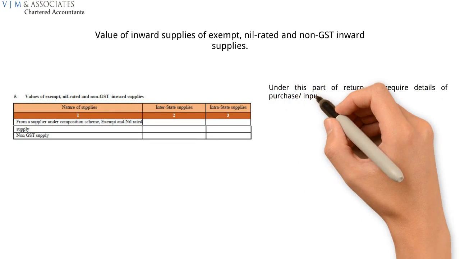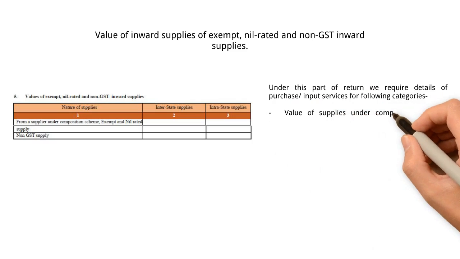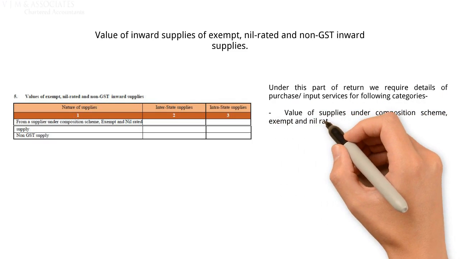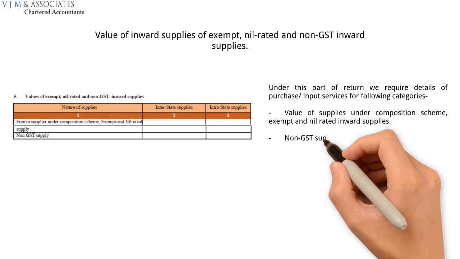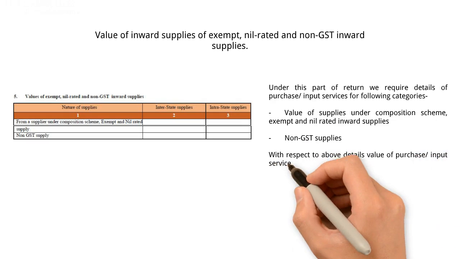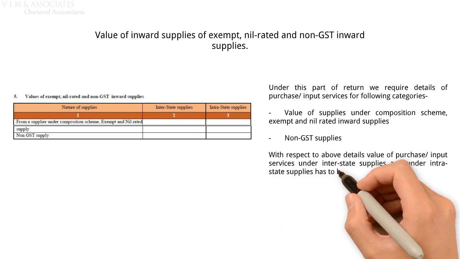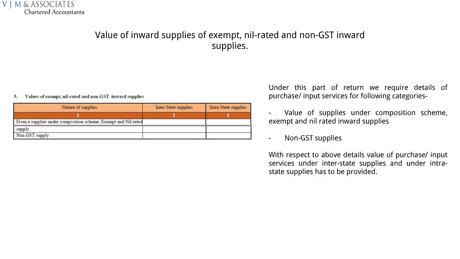Under this part of return we require details of purchase of input services for following categories: value of supplies under composition scheme, exempt and nil rated inward supplies, non-GST supplies. With respect to above details, value of purchase and input services under interstate supplies and under intrastate supplies has to be provided.